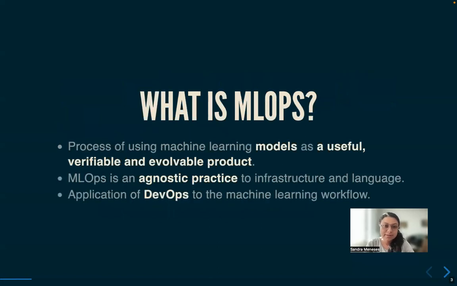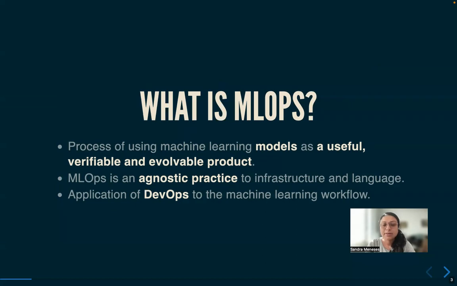So first, what is MLOps? It is the process of using machine learning models as useful because we want to give value to users, verifiable because we want to be sure that whatever our models are predicting is trustworthy, and evolvable because, of course, as any product, an ML data product has to change according to the user requirements and whenever the technology changes.